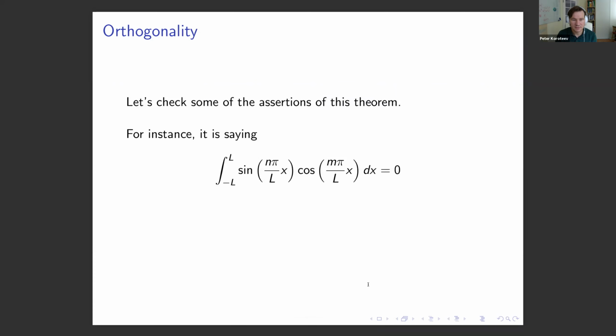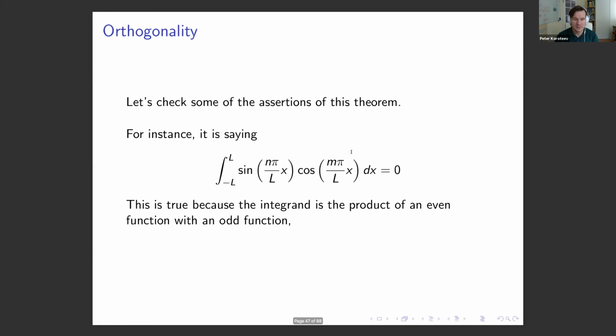So compute the integral of sine n pi over L times cosine m pi over L. So the theorem says that this is equal to 0. So if n and m are different, this is equal to 0. Now, why is this true?